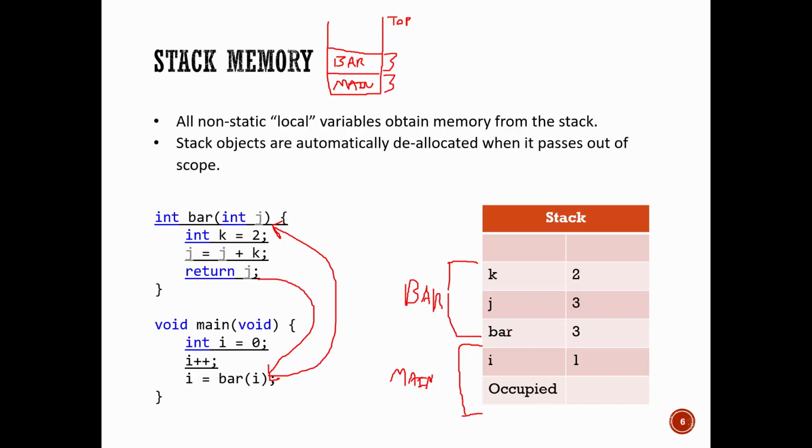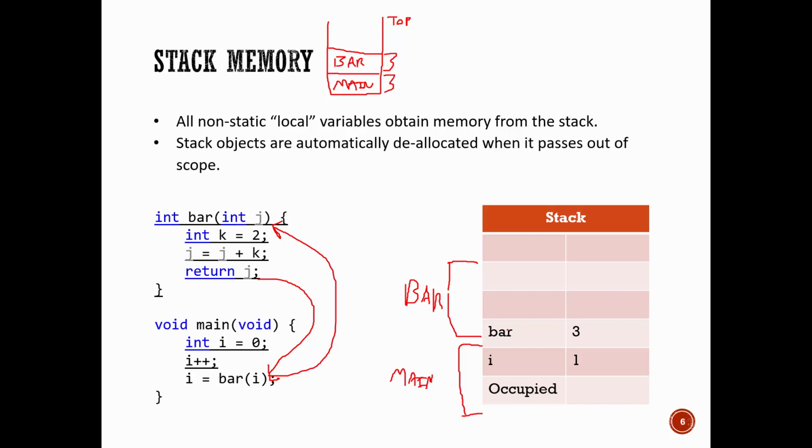It's saying, hey, when bar completes, I want to return the value of j, so that 3 that was in j gets copied into that memory reserved earlier, that part of the stack frame at the very bottom that was reserved for the return value from bar. Now that bar is completed, we can now think about actually popping it from the stack.